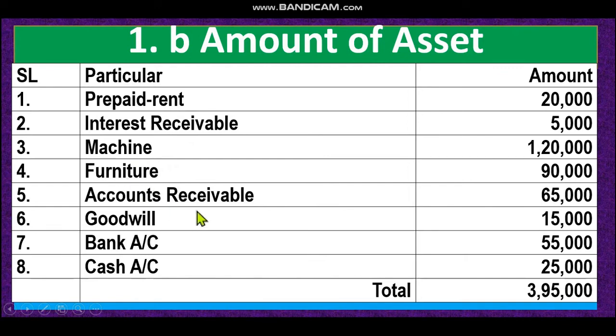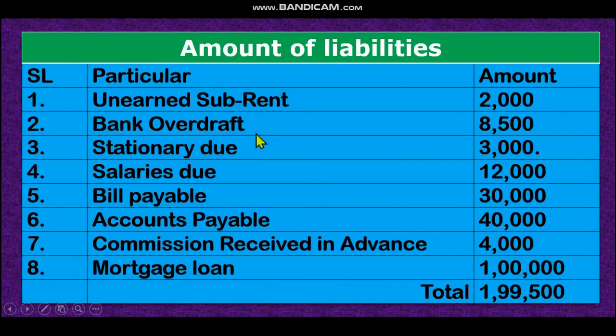Accounts receivable, current asset. If you sold goods on credit, then a current asset arises. Dear student, goodwill, it is also our asset. Fixed asset. Bank account, current asset. Cash account, current asset. So these are the examples of assets. Dear student, again I am telling, if you have any problem with any asset, you should discuss with me. You can write to me so that I can give you the description of why it is an asset. Dear student, let's come to the next topic.